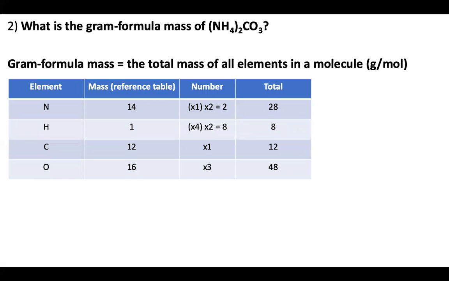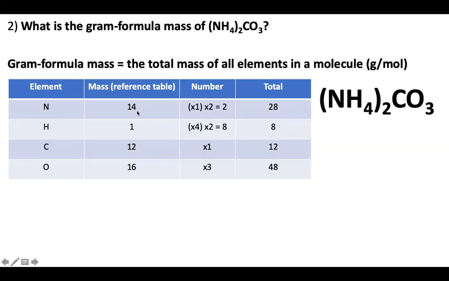So we quickly are going to do the gram formula mass, which is just us adding up all of these elements in the molecule together. So first, let's take a look. We got our gram formula mass, the total mass of all elements in the molecule, gram per mole. That's the unit we're going to use for this, grams per mole, because that's what we have on the periodic tables. All those masses are basically grams per mole.